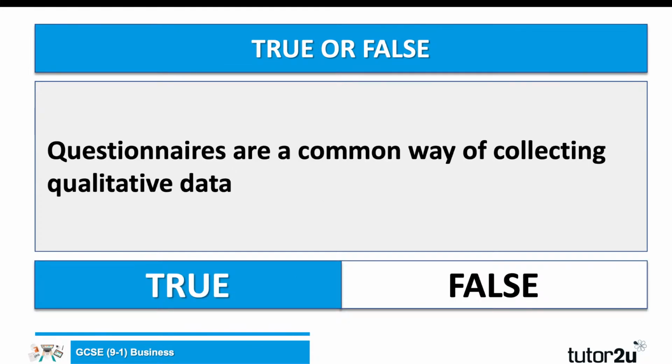Questionnaires are a common way of collecting qualitative data. So here, think about the purpose of the market research tool and think about what the aim of it is to generate. What's a type of data? So this question is all to do with questionnaires. Are they the best way or the most common way of collecting qualitative data? True or false?